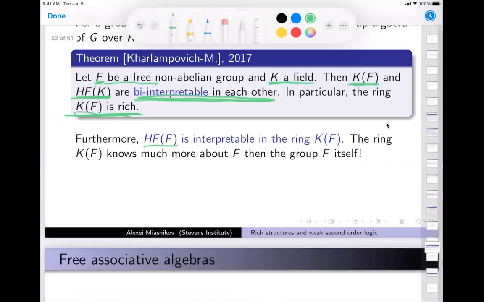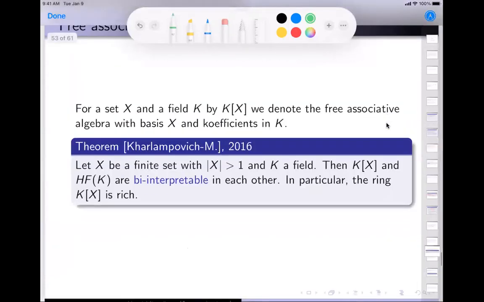HF of F is also interpretable in K of F. So the group ring knows about the group F much more than the group itself. In the group itself, definable subgroups are cyclic, as I said. But if you look at the definable subgroups in F which are definable in the ring K of F, all of them are definable, all reasonable, I mean, all finitely generated, all verbal, whatever you can describe in second order logic, and it's a lot. All of them are definable in this ring using just pure ring theory language, which is kind of strange, but that's what's going on. The same for free associative algebras.